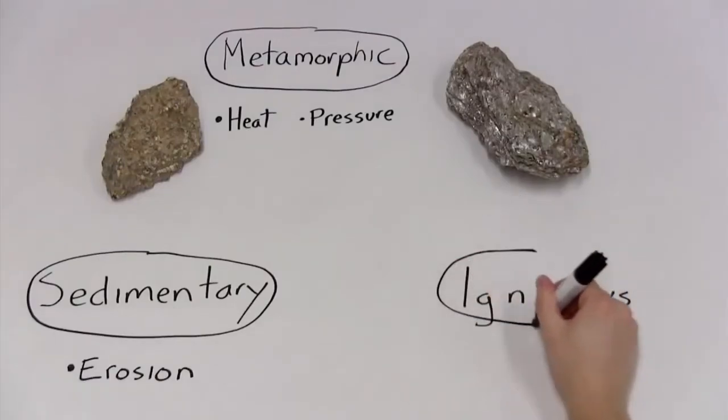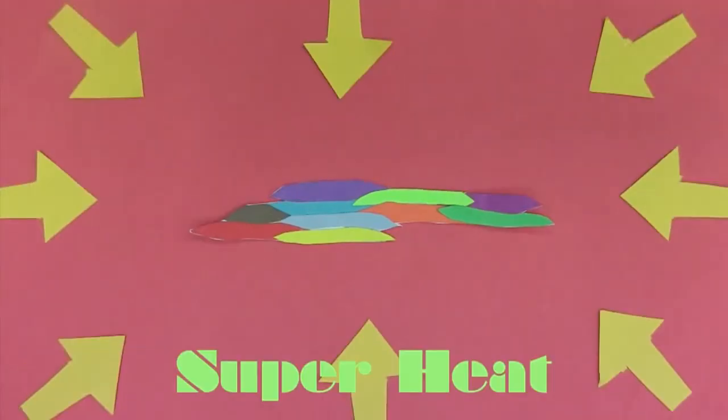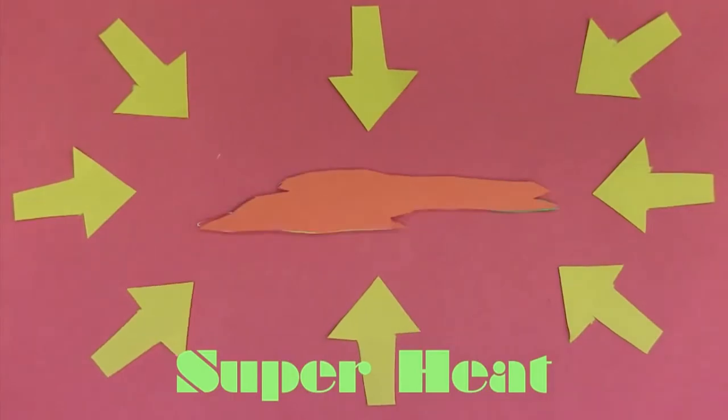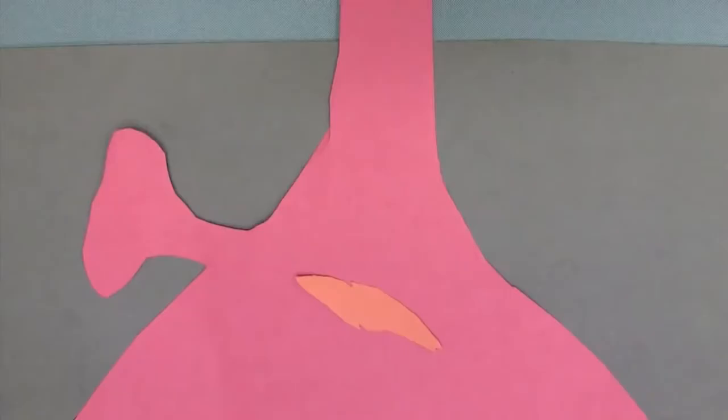The third type of rock in the rock cycle is igneous. When rocks get superheated deep within the earth, they melt and form a liquid called magma.